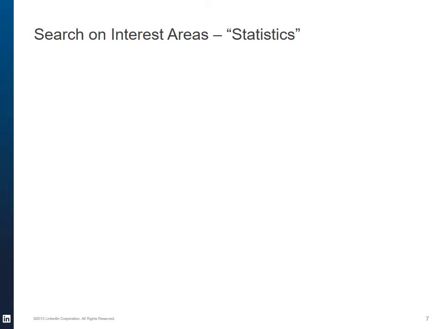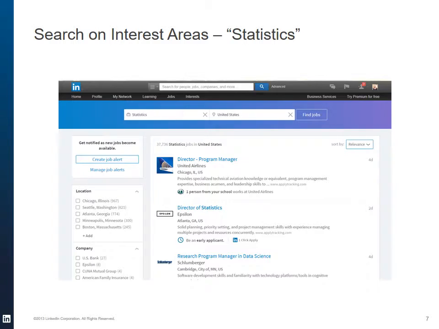So I searched on statistics, jobs in statistics, and it's kind of hard to read maybe, but these are just the first 3 of 37,000 results. We have a couple director positions, research program manager. It would be really helpful to go in there and just read about what do these job titles mean? What is the job description for that?